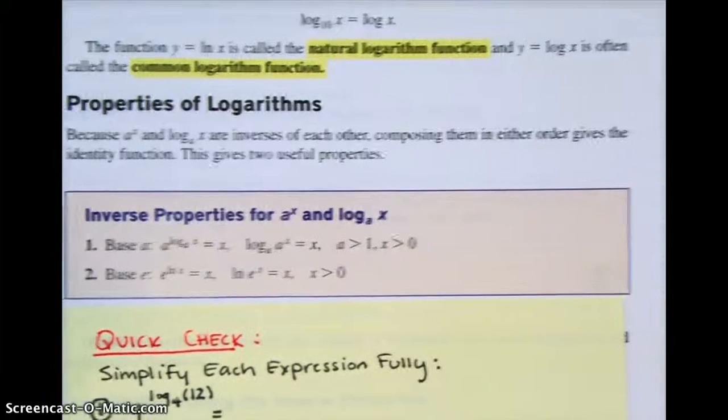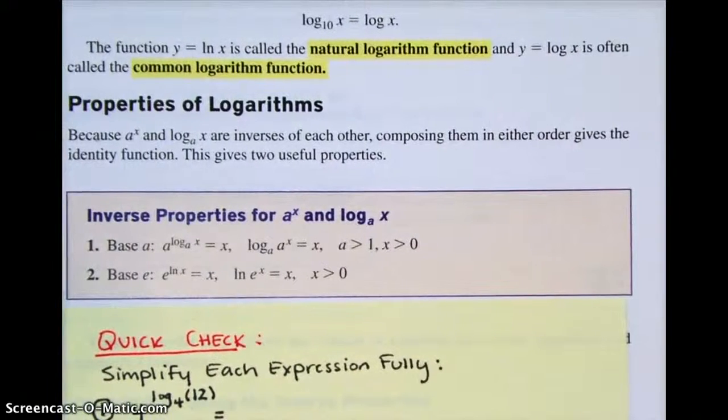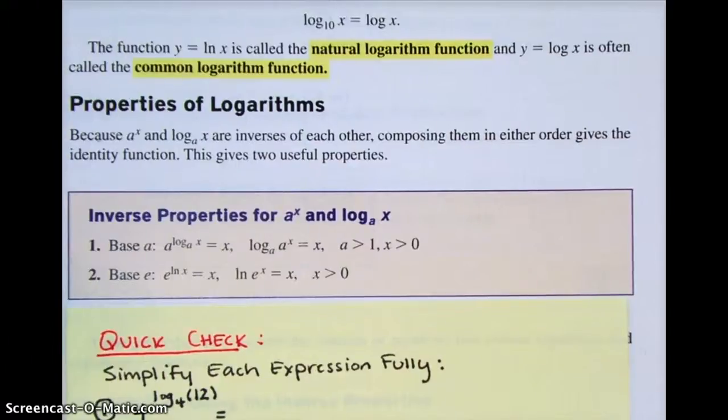Because a to the x and log base a of x are inverses of each other, composing them in either order gives the identity function. This gives us two useful properties. I'll let you read them for yourself.